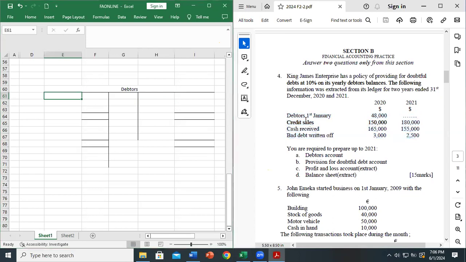The first information you ever record in your debtors account is the opening balance. You put in the date, which is 1st January 2020, and you write balance brought down, which is the opening balance, 48,000. That's the first thing you record. Then you move on to the credit sales, the cash received, and the bad debt. You debit and credit based on whether it is going to increase the balance or decrease it. Like we said, if it's going to increase it, you debit. If it's going to decrease it, you credit.